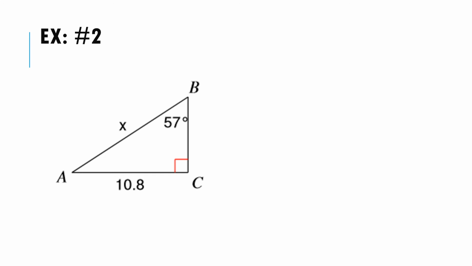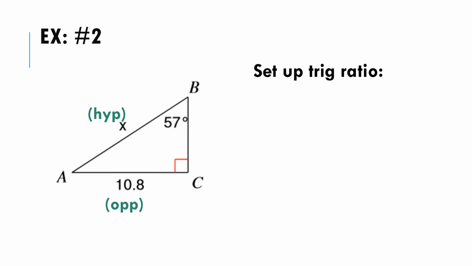Example 2. In this example, we're looking for the hypotenuse, which is x. Again, I'm going to label my sides. I know this angle here is 57. So 10.8 is opposite, x is the hypotenuse, and there's nothing for the adjacent side. So I can't use tangent because that's opposite over adjacent, and I can't use cosine because that's adjacent over hypotenuse. My only option here is to use sine.